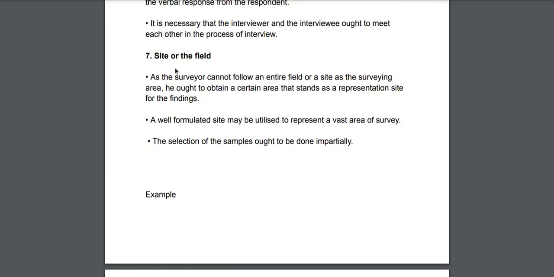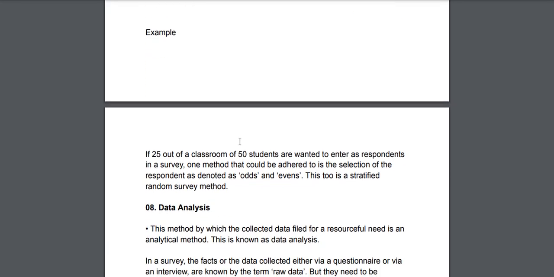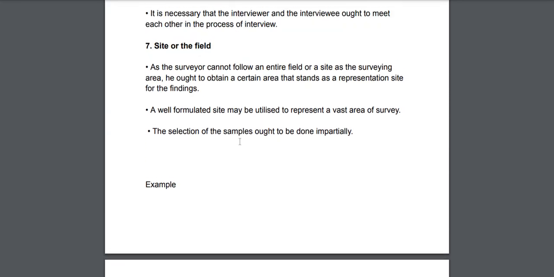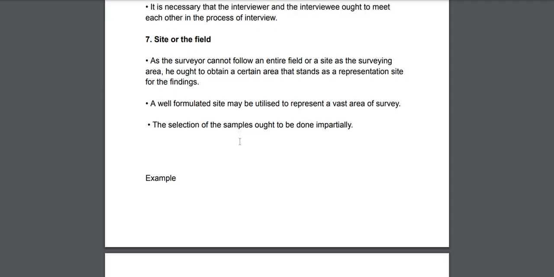And you have another concept, site or field, right? Site or field means the selection of a sample, right? That is the sample that we are going to get for our interview. Now think about, if there are 50 students, we cannot get all these students to do our research, no? So we can get a part of them, a selection. So that we call the site or the field.